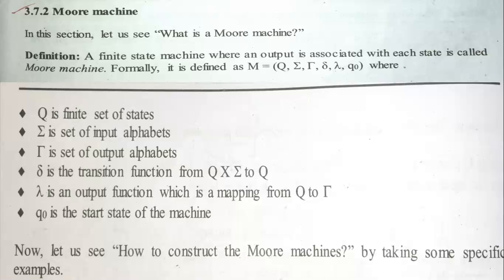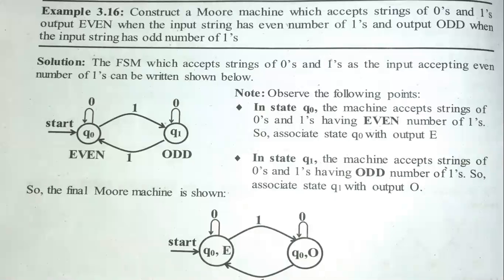Now let us see how to construct a Moore machine by taking some specific examples. The same example, the third problem we discussed in the previous lecture, we are considering again. Construct a Moore machine which accepts strings of zeros and ones, output even when the input string has an even number of ones, and output odd when the input string has an odd number of ones.